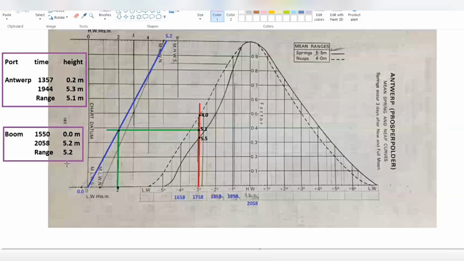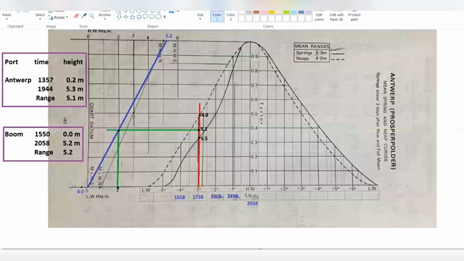Yeah, correct. Whichever you had used, you have used only two of them to convert to Boom. So the same two you use, okay? Because I used 1357 and 1944 and converted them to time at Boom. So whatever became 1550 was 1357, so take this, and 2058 came from 1944, take that. So then this 5.1 we are calculating for the time 1800 or standard time.